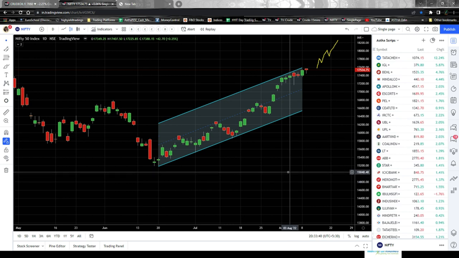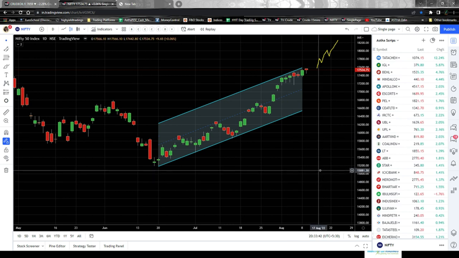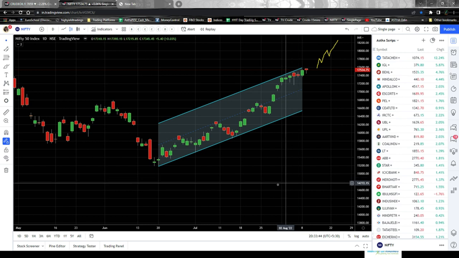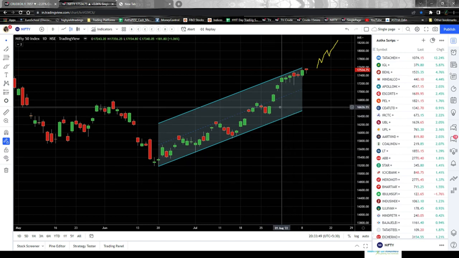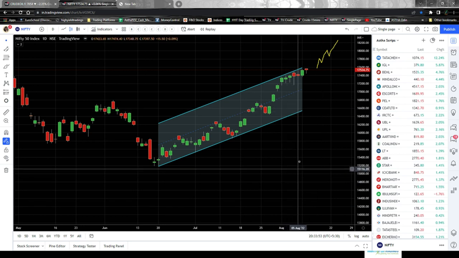Right, so this is how you draw it. This is how you analyze the candlestick movement within the channel. So I hope now you're clear how you should be drawing the channel.